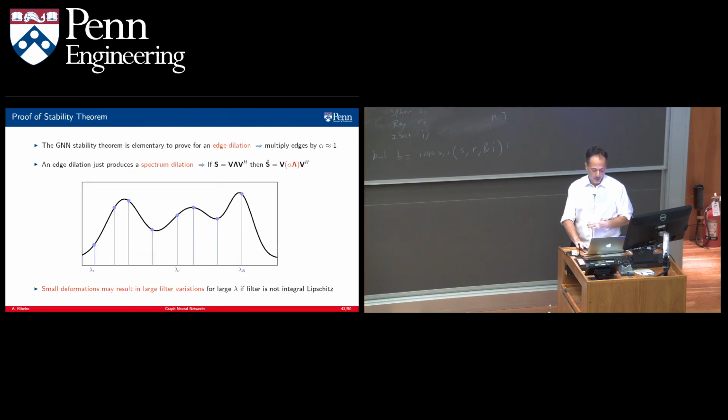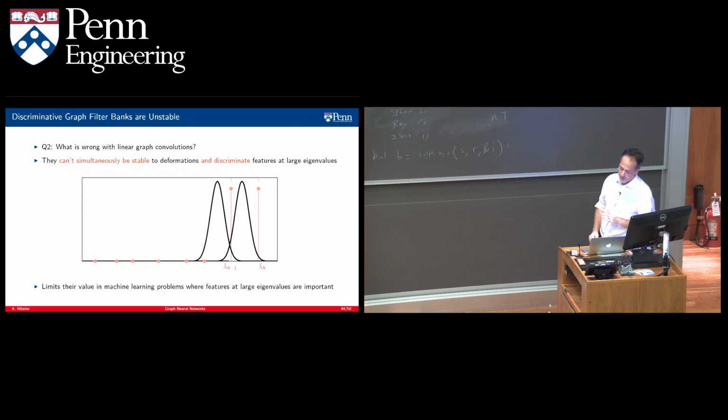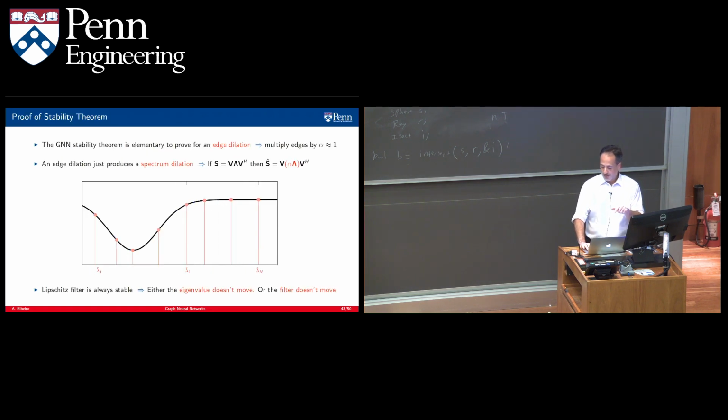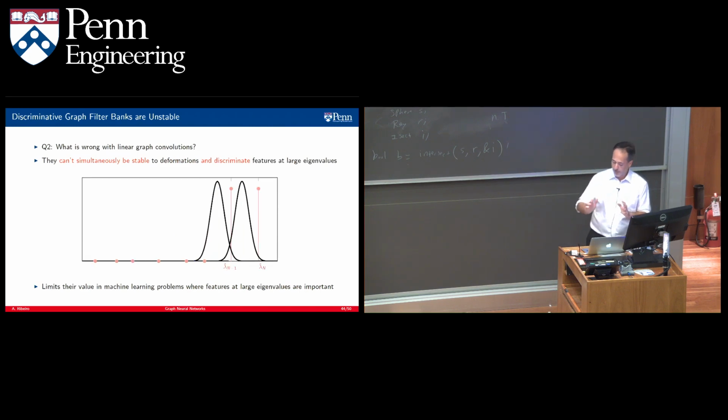It would be impossible for you to design linear filters that are simultaneously discriminative and stable. So you want to separate these features at high lambdas, or high frequencies, as I like to call them. Well, you need to design these filters that are thin. But these thin filters will end up screwing you up if you have perturbations of the graph. Now, the filters that do not screw you up are not discriminative. So you have one of two choices here. Either your filter is not discriminative at high lambdas, which means the filter is integral Lipschitz, or the filter discriminates at high frequencies, but is unstable. You can't have it both ways.